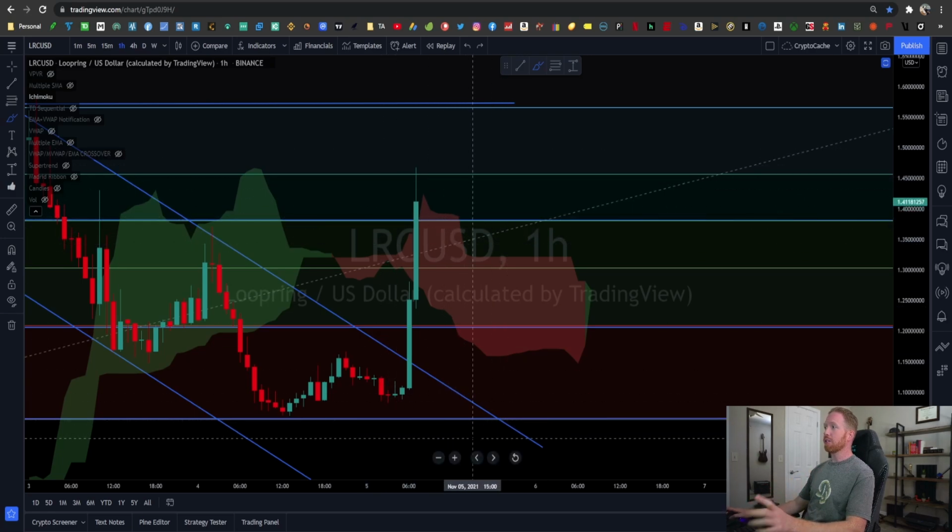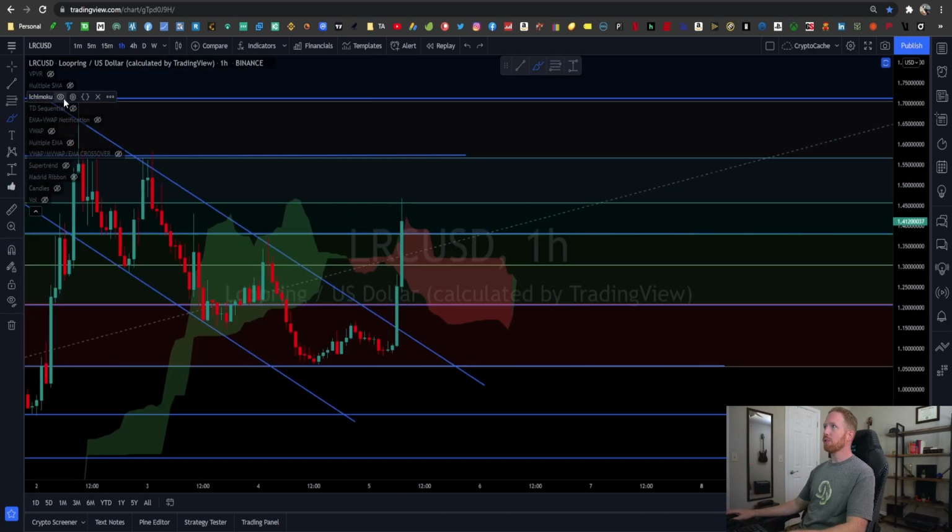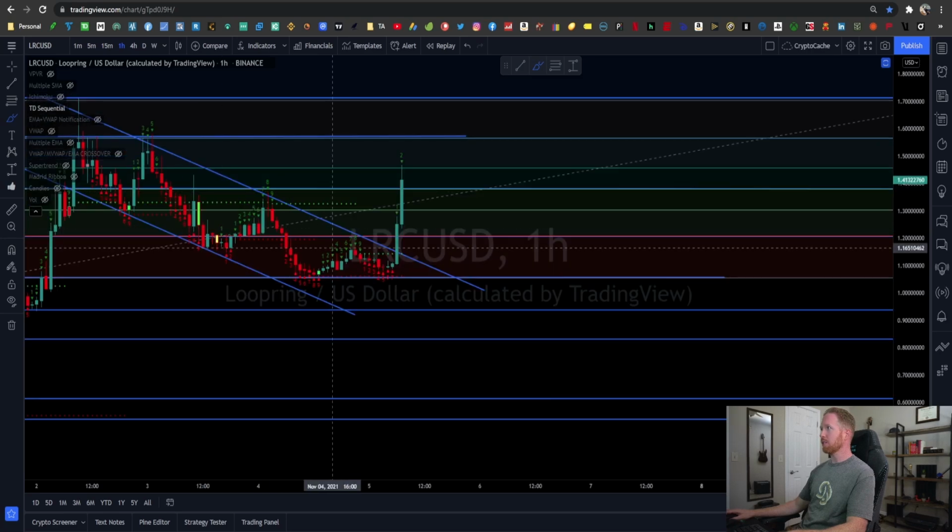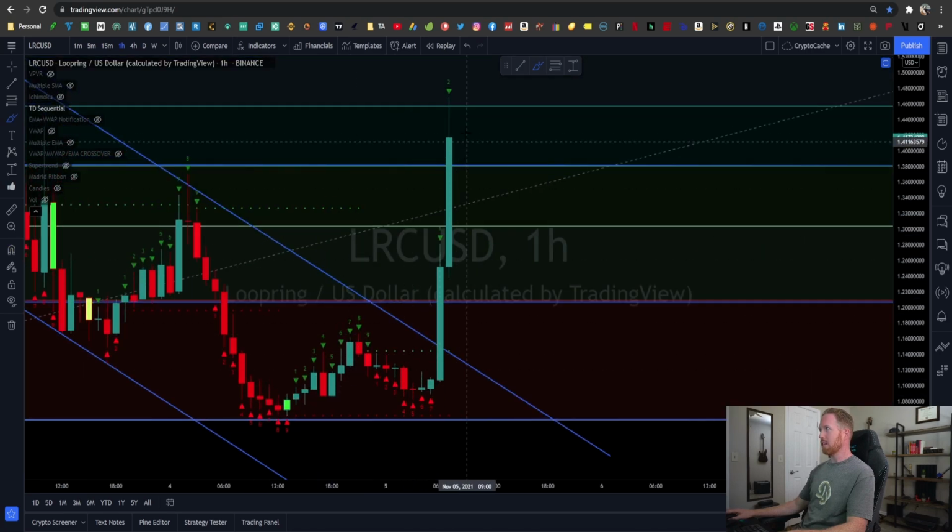So this, concurrent with the fact that Bitcoin could possibly be trending towards 63,000 this weekend, I think is a very good sign. So we're looking really good there. Take a quick look at TD sequential. You can see we had a 7 and then it bounced back and recovered.